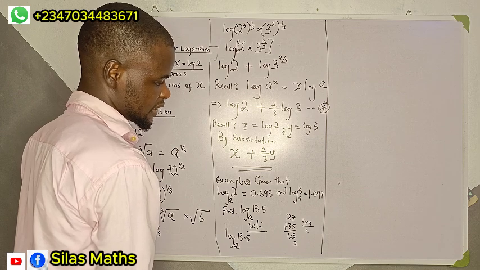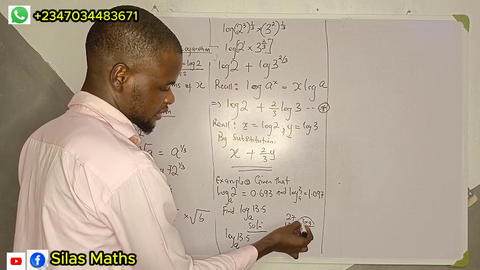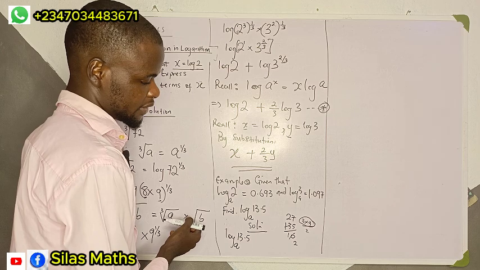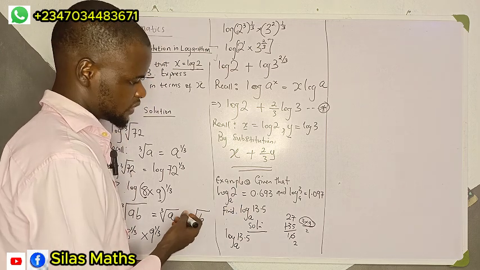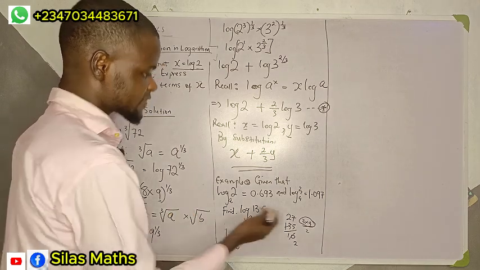Okay, so I can as well get 3. Let's see if this is going to work out. I think I'm seeing something working out here, right? So let's try this out.